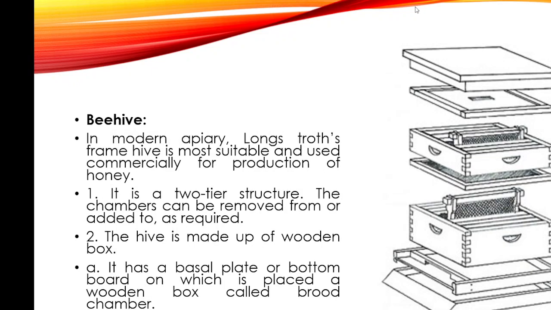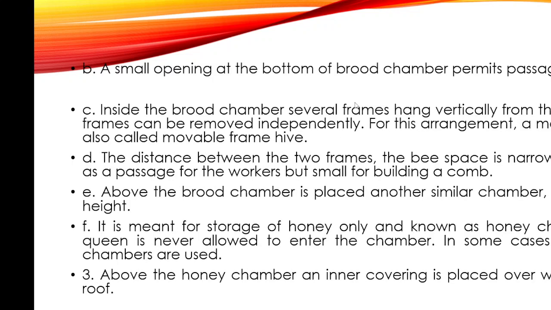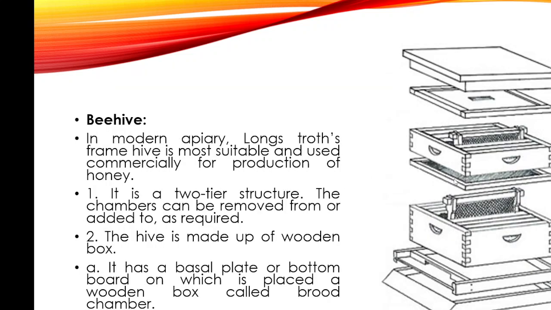Here you can see that this is the vertical frame, and this vertical frame can be pulled up. The honeybees will be occupying this vertical frame. The distance between two frames, the bee space, is narrow and serves as a passage for workers, but is too small for building a comb. You can see there will be one vertical plate like this, then another vertical plate like this. In between there will be a small space.